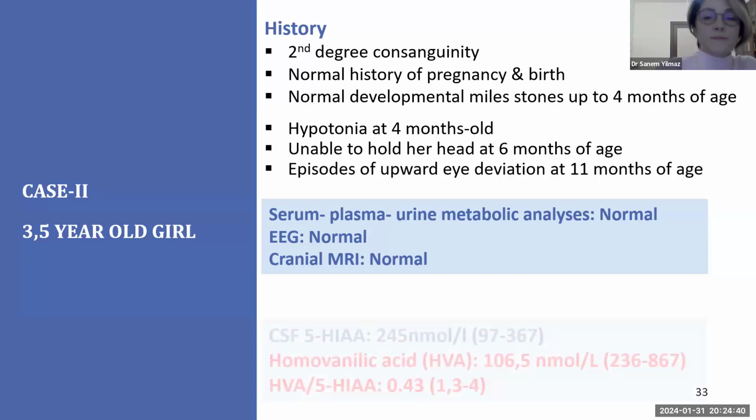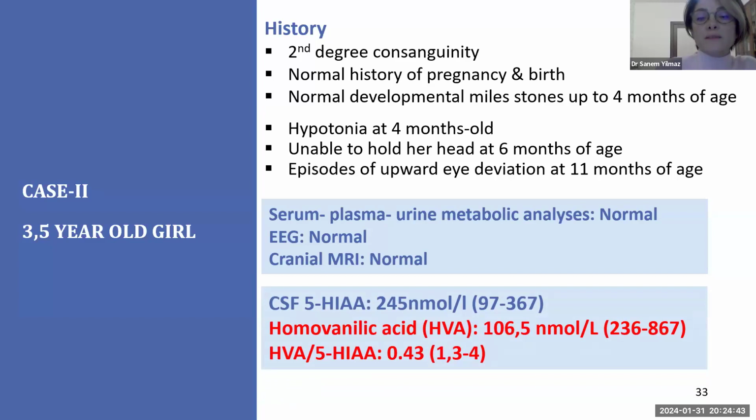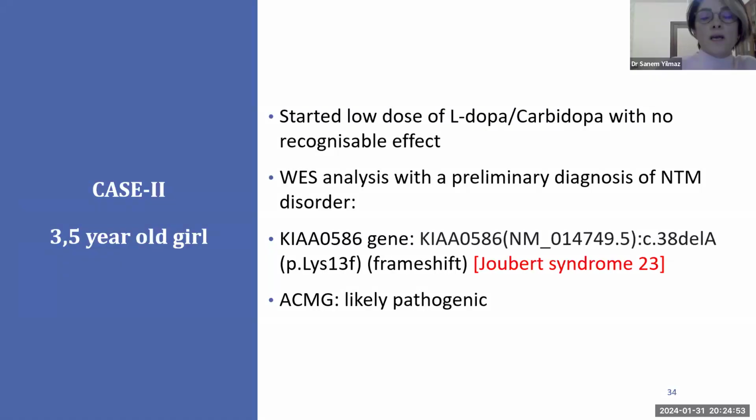For this reason, metabolic analysis, electrophysiological studies, and cranial MRIs were done, which were all normal. She was suspected of having a neurotransmitter disorder and had some abnormalities which are not diagnostic for a specific neurotransmitter disorder. She was started on a low dose of L-Dopa carbidopa, but she had no recognizable effect. And the whole exome sequencing analysis, with a preliminary diagnosis of neurotransmitter disorder, came back with a likely pathogenic mutation in a gene that causes Joubert syndrome.